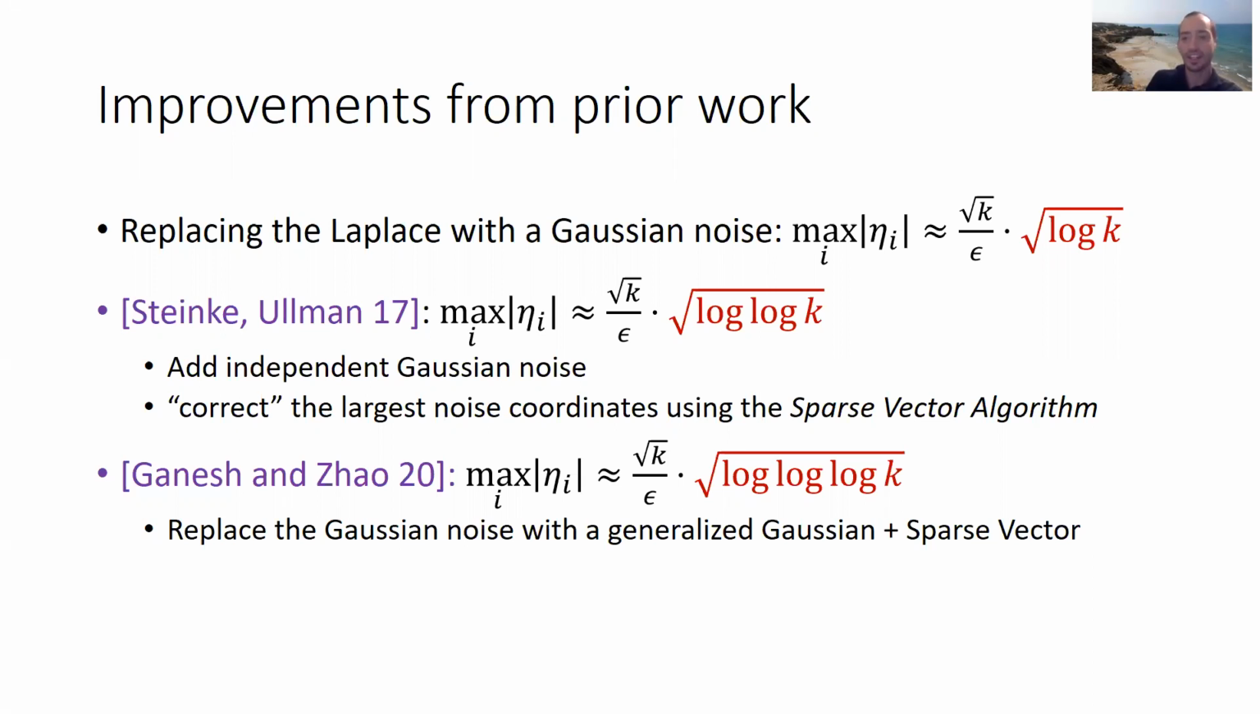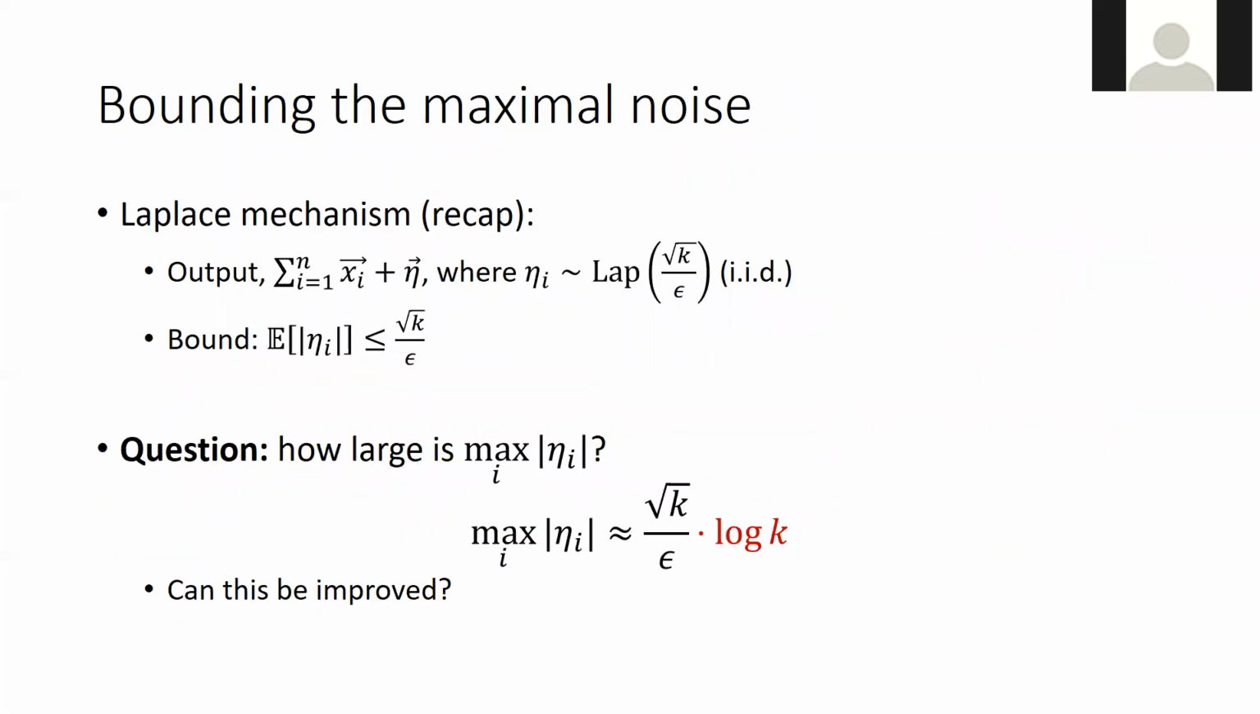Sorry, I was spacing out a little. Do you mind going back to the previous slide again? I was just trying to see. Okay, yeah. So the naive one is just add Laplacian noise to each coordinate independently. And this one, the square root k over epsilon times log k, that's for the naive scheme of just adding Laplacian noise. Yeah, that's for the maximal noise.